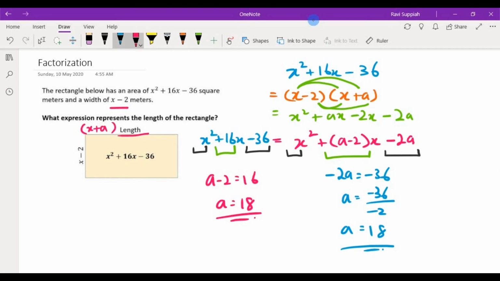With that, we can give the answer that the expression of the length is x plus 18. So that is the expression for the length of the rectangle.